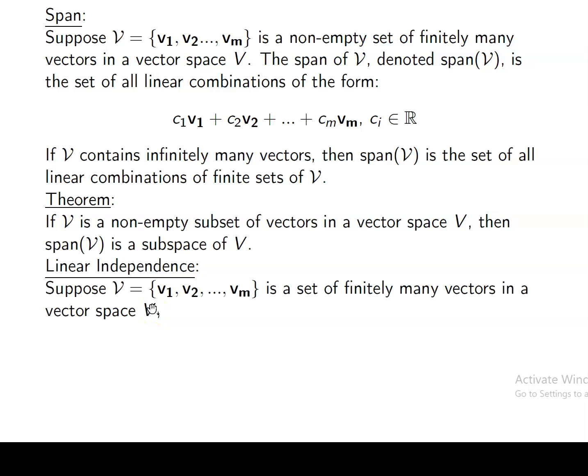Linear independence. Suppose that V is this set of vectors again, and there's a finite set of these vectors, so M of them.